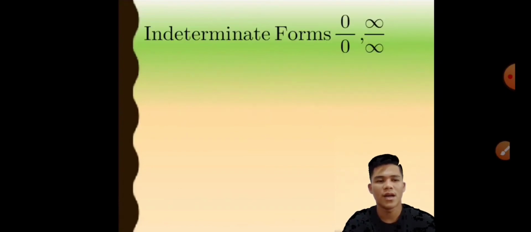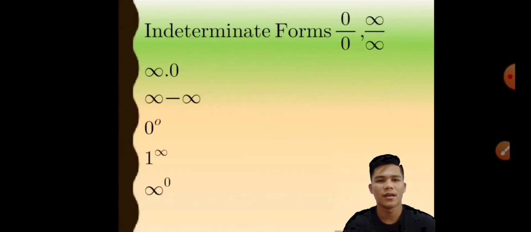And also, if the given is in the form of an indeterminate form, we are going to apply the L'Hopital's rule as additional work. Indeterminate forms look like this. We have 0 over 0, infinity over infinity, and also infinity times 0, infinity minus infinity, and 0 to the power of 0, and 1 to the power of infinity, and also infinity to the power of 0.